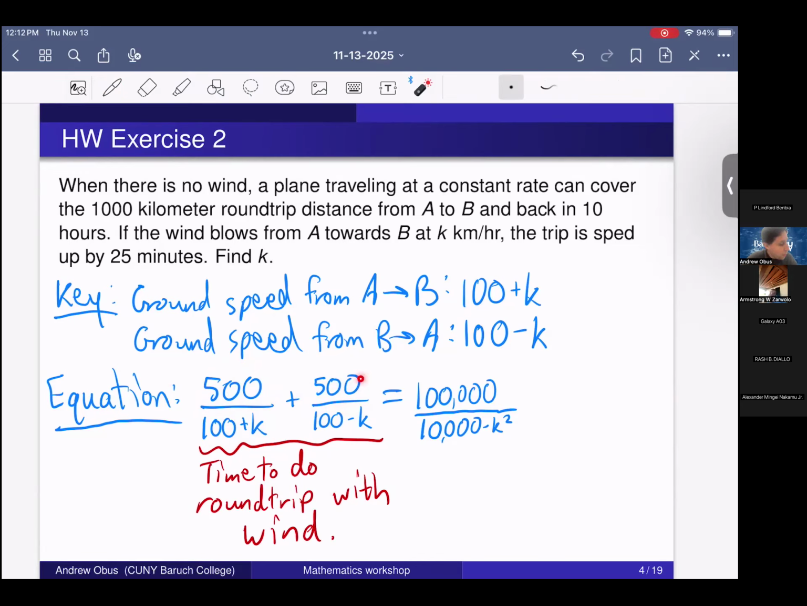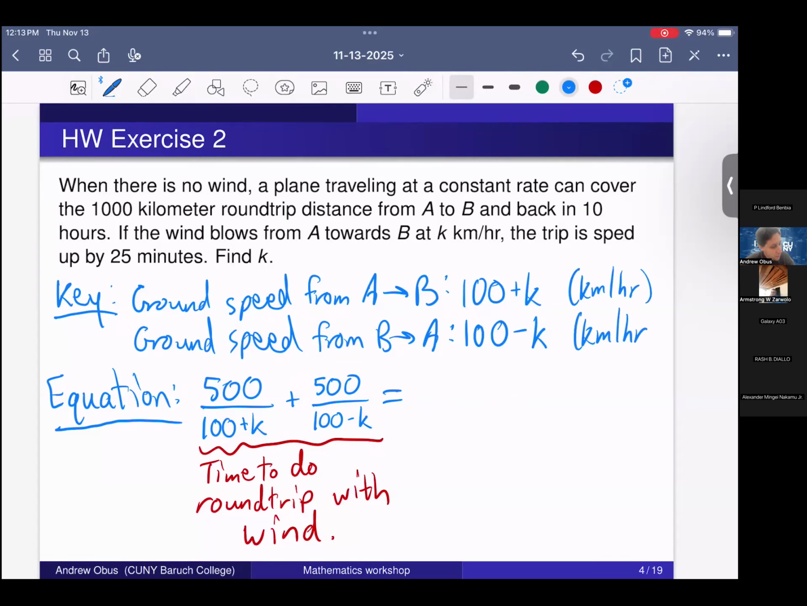It is true that when we solve our equation and simplify this side, we're going to get this. But what we actually want to do with the setup is use what the problem is telling us. The problem says that this time should be 25 minutes faster than this time. So here, maybe we should use units. This is kilometers per hour, and this is also kilometers per hour.